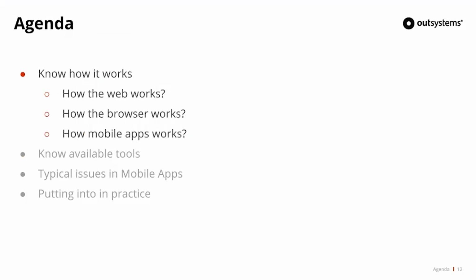So, knowing how it works. In this chapter we'll see what is happening under the hood when you request a file and we are trying to present the web page. We'll see the life cycle of that request. Then we'll see what is happening in the browser, from the time we get a response until we actually see the page itself, and then we'll see some characteristics that we need to realize for mobile applications.